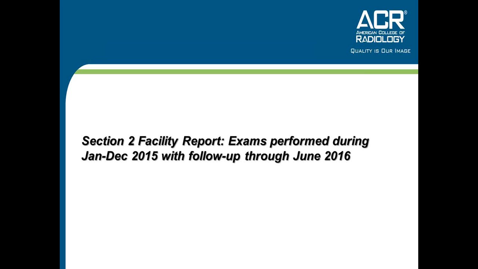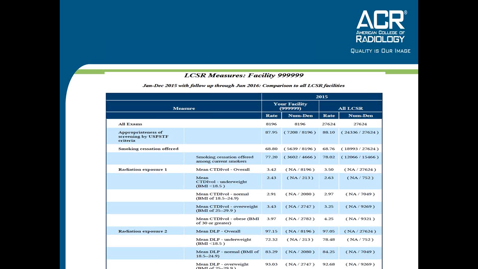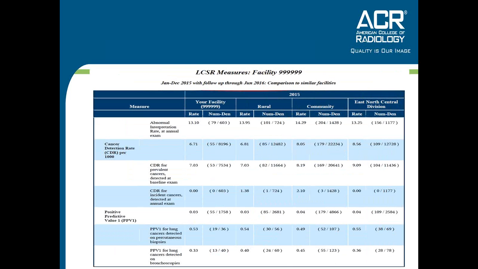Section 2 is again the facility level measures. We report on the exams performed during January to December 2015 with a follow-up through June 2016. This is very much similar to section 1, the main difference being the data that we report on. Here we use 2015 data with a follow-up through June 2016. Again, we compare your measures to the entire registry, and your facility measures are compared to similar facilities.